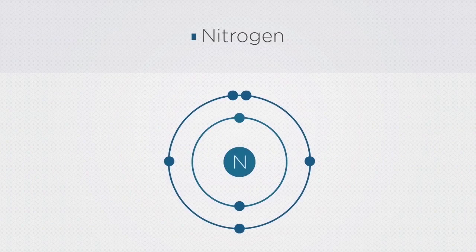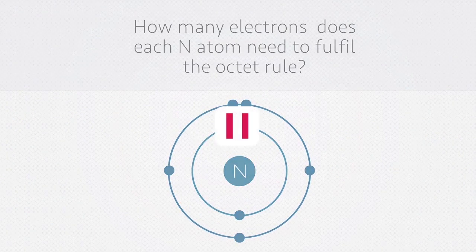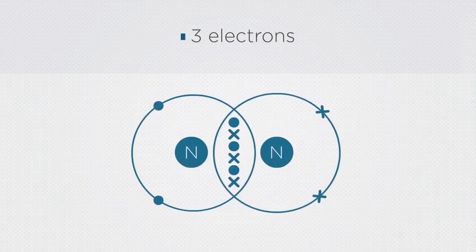Nitrogen atoms have 5 electrons in their outer shell. How many electrons do you think it will need to share to fulfill the octet rule? Pause the video and continue when ready. If you said that there are 3 electrons available to form a shared pair, you'd be correct. You can see that there are 3 shared pairs of electrons in the overlap of the shells. This is called a triple bond. You should also notice that this example fulfills the octet rule.